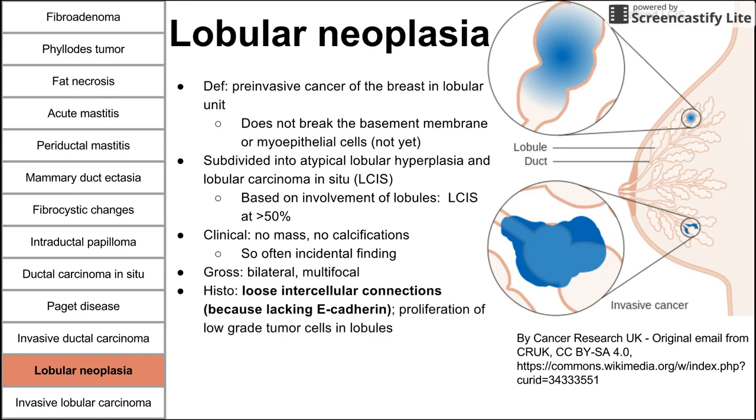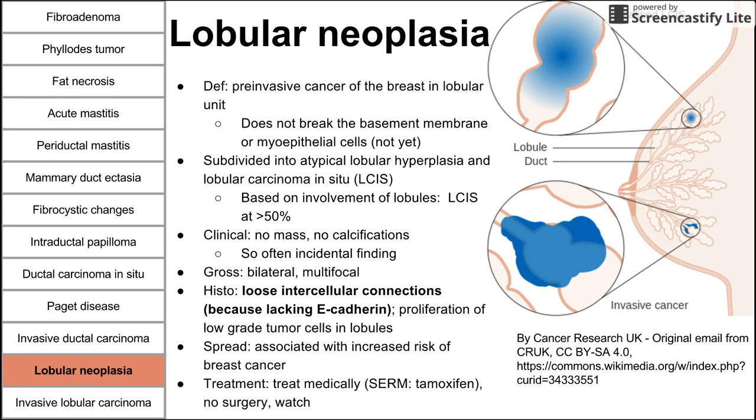Grossly, this is usually bilateral and multifocal. On histology, you see loose intercellular connections. This is because the cells are lacking E-cadherin, a protein that allows cells to adhere together. You also see proliferation of low-grade tumor cells in the lobules. This is definitely associated with an increased risk of breast cancer, specifically invasive lobular carcinoma, as we'll talk about next. Treatment here is medical, usually with a selective estrogen receptor modulator, specifically tamoxifen, which is an antagonist in the breast tissue. You don't want to do surgery just yet, but you do want to watch your patients carefully.